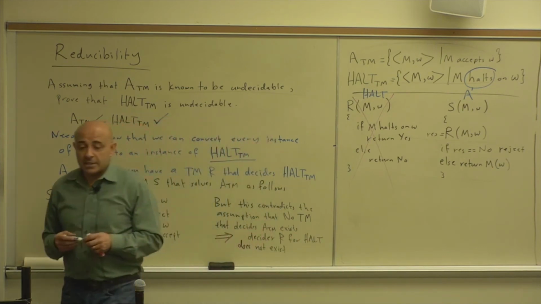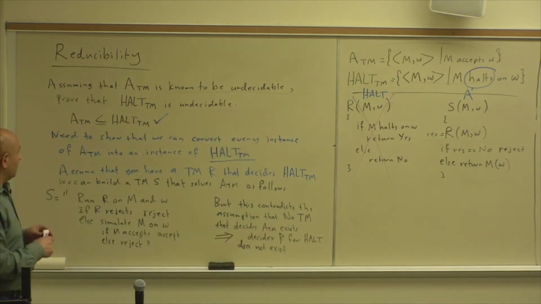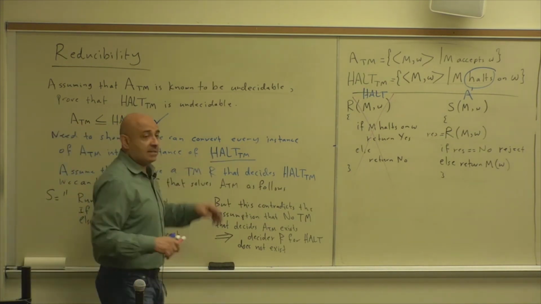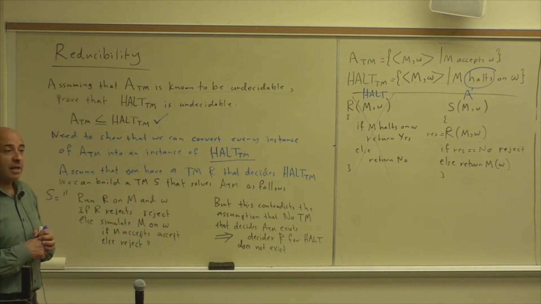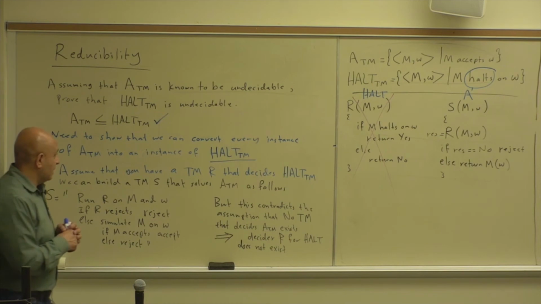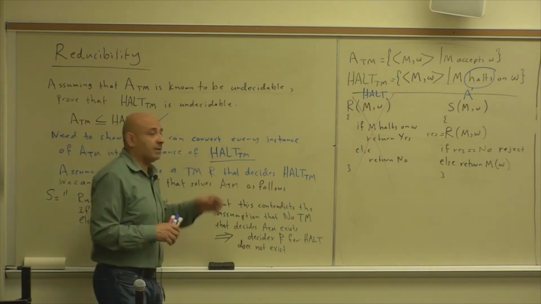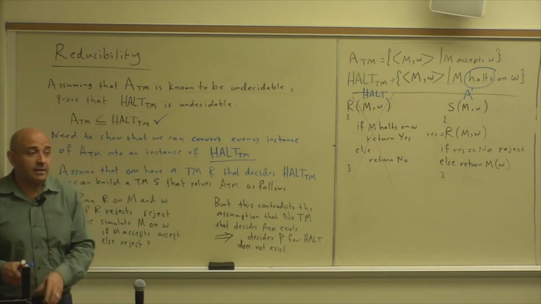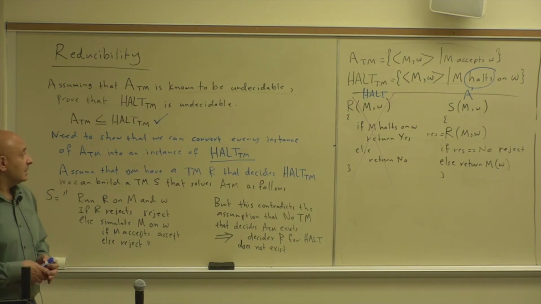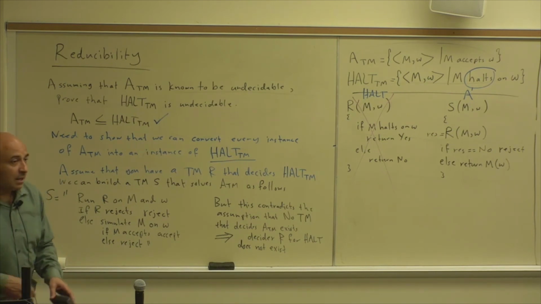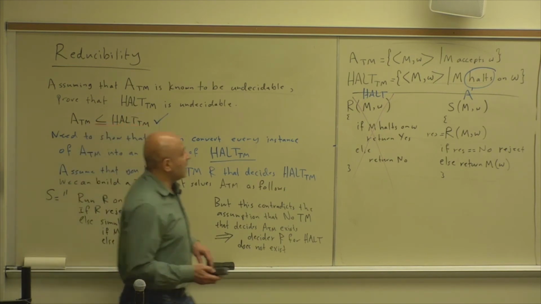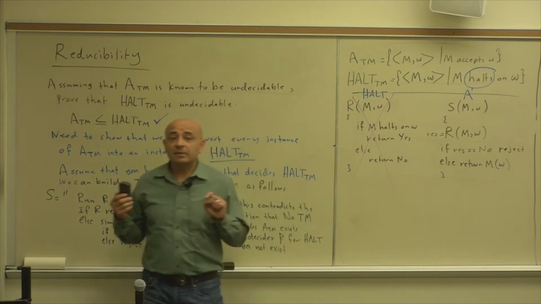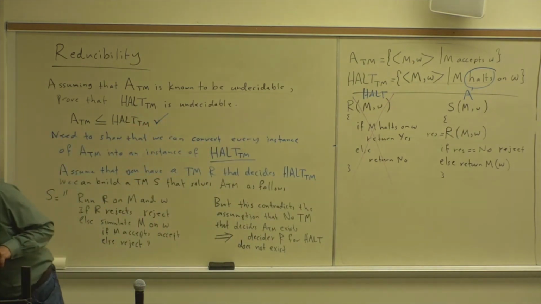Okay, so basically we're showing that halt is not any easier than ATM, and if you give me a solver for halt, I can use it to solve ATM, but since ATM is known to be undecidable, the solver for halt cannot exist. Okay, so now any questions on this?